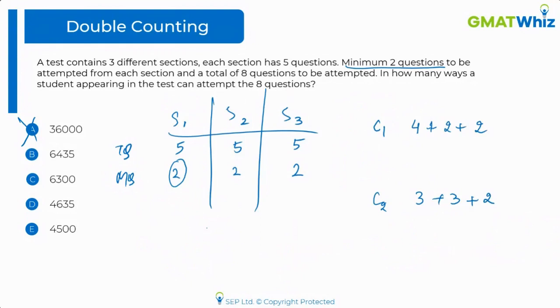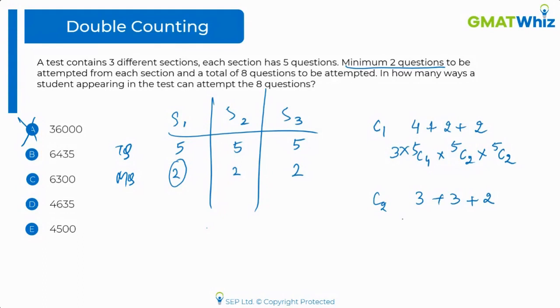So first I have to select from which section I am taking the 4 questions. To do that I have 3 ways of doing it, because I can select those 4 questions from section 1, section 2 or section 3. Once I know which section I'm taking those 4 questions from, I simply have to select those 4 questions in 5C4 ways. Then I have to select the rest of the 2 questions from the other 2 groups. When I'm doing this, I am selecting all questions that I'm supposed to select from a section at once, in one go. So I'm not doing any sort of double counting whatsoever.